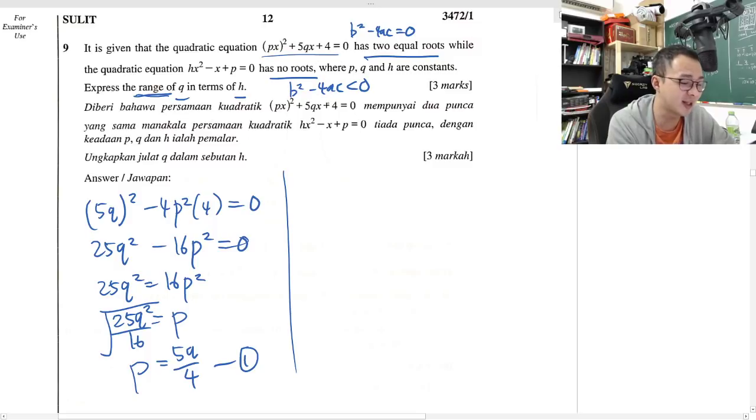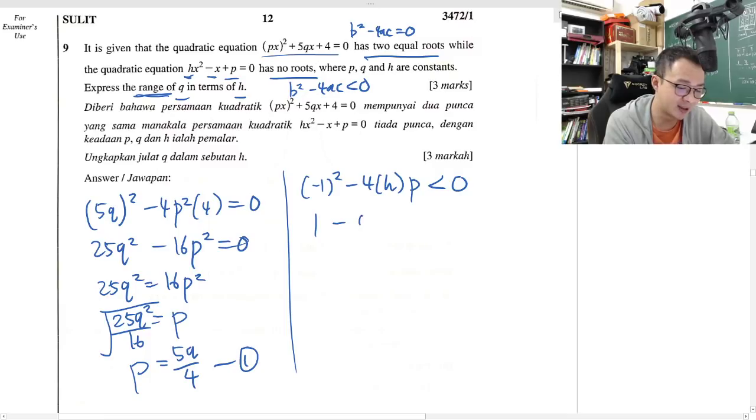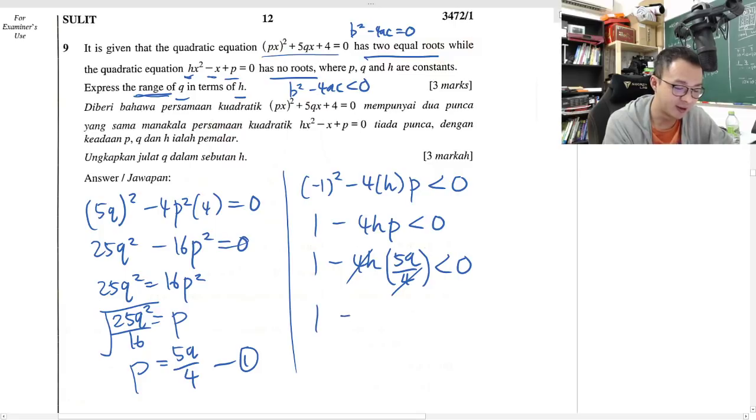Alright, then I will do the second equation. My A is H, B is -1, C will be P. So b squared minus 4AC, my C will be P, right? It will be less than 0. So this is 1 minus 4HP less than 0. And my P will be 5Q over 4, less than 0. The 4 and 4 I simplify. This is 1 minus 5HQ less than 0.